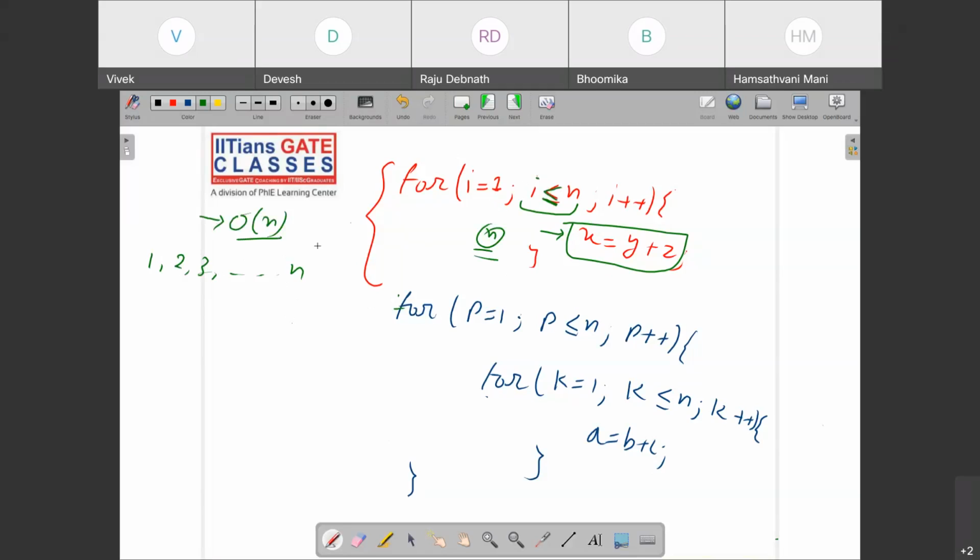Order means worst case. Order of n means worst case, you can say, or you can say upper bound. It cannot take more than this.